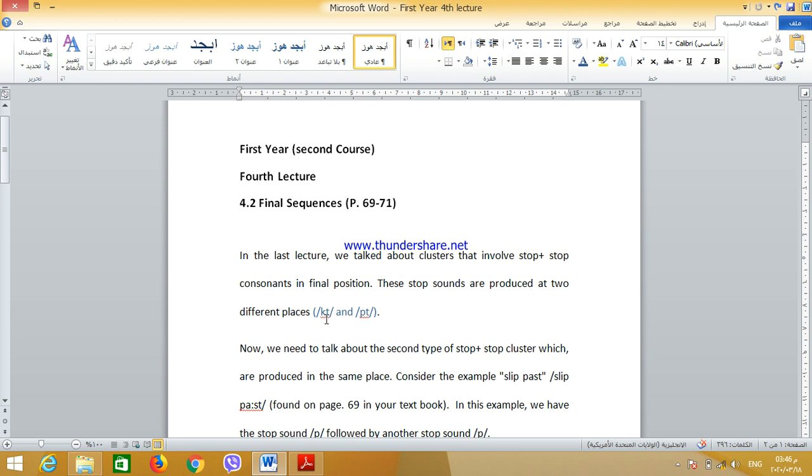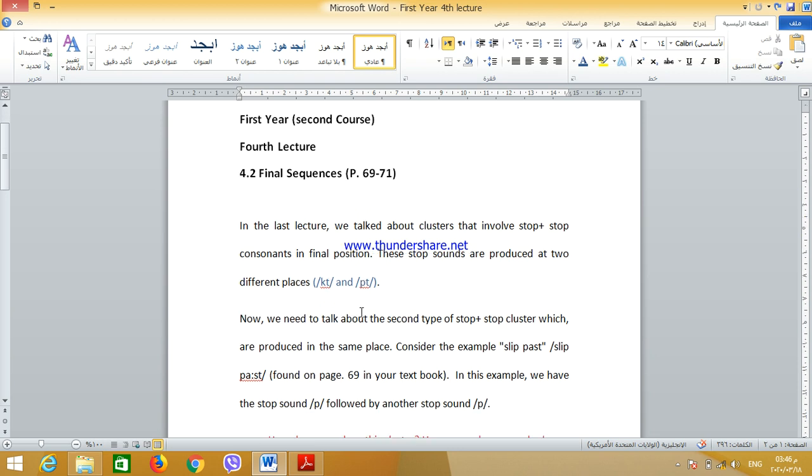That's just like k, t, p, t. K is a velar stop sound, while t is an alveolar stop sound. So we have two different places of articulation. The same is true for p and t. P is a bilabial stop sound, while t is an alveolar stop sound. In these cases, if you remember, we needed to make two closures, one for the first stop, another one for the second stop. But in both cases, we have only one release.